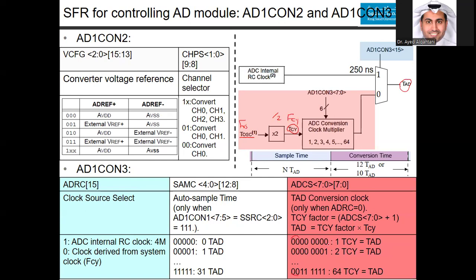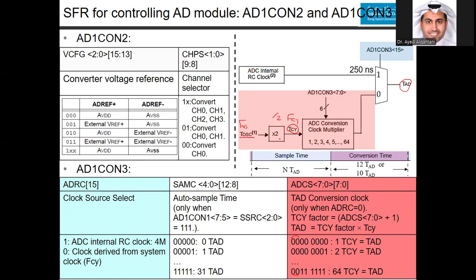Now here, if you use 0, 0, 0, 0, 0, 0, then you can say that the value is actually 0 multiplied by TCY. This is why we add 1. So for this one, we use 1 TCY. For the next one, 2 TCY, that's the TAD. For the next one, 3 TCY, all the way to 64 TCY. So that's basically the value of the TAD for each choice of these 8 bits.